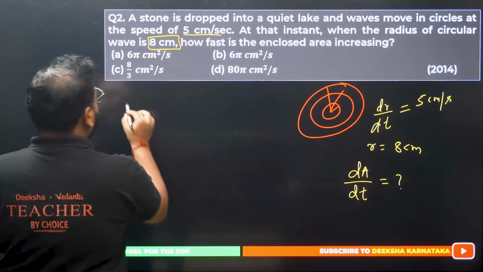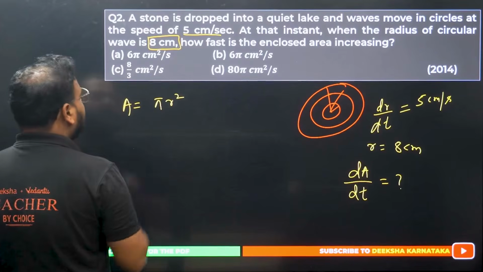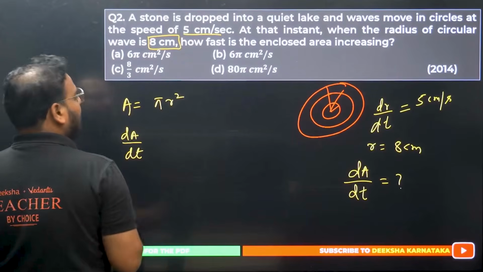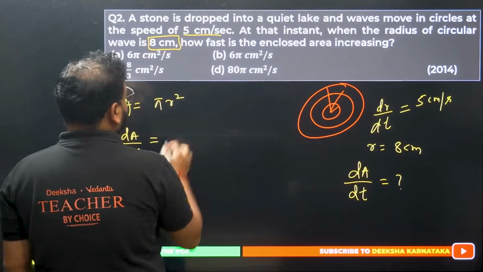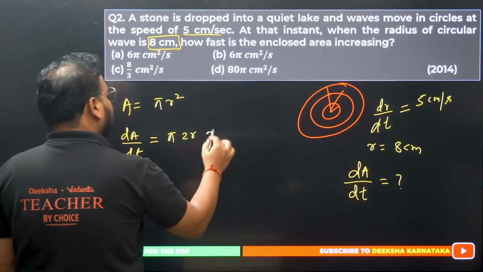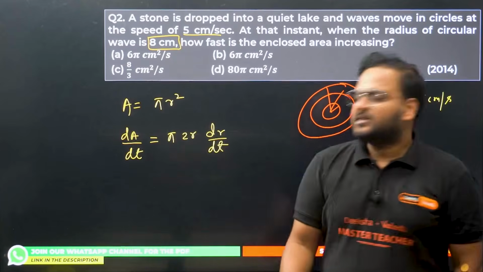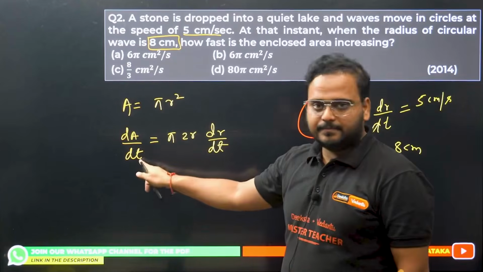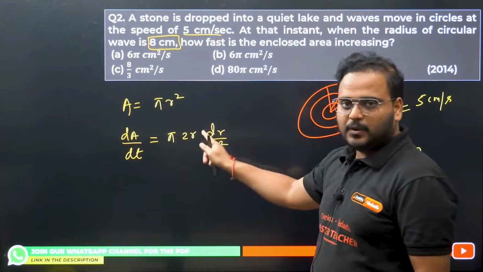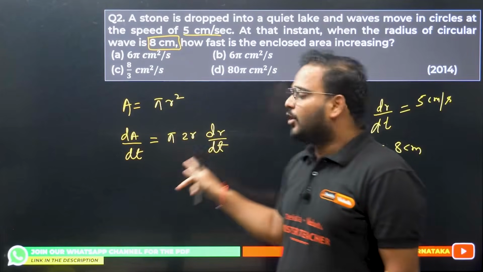Let's calculate it. Area of a circle will be given by pi r square. Now I'm looking for dA by dt. I have to write here pi 2r. Is it over? No. We must write here dr by dt, because the derivative is with respect to the variable t, not r. If it was with respect to the variable r, we'd simply not write this part. But since the variable with respect to which we are differentiating is t, we have to write dr by dt.